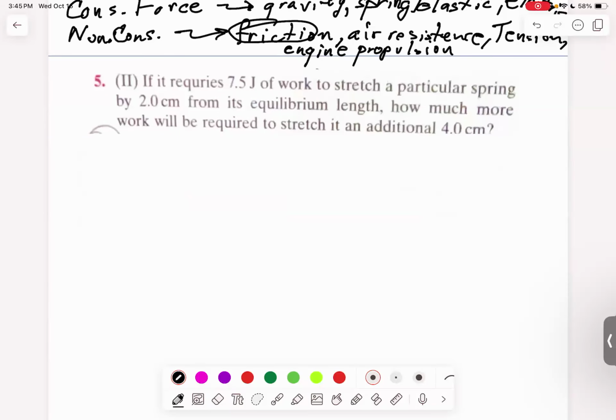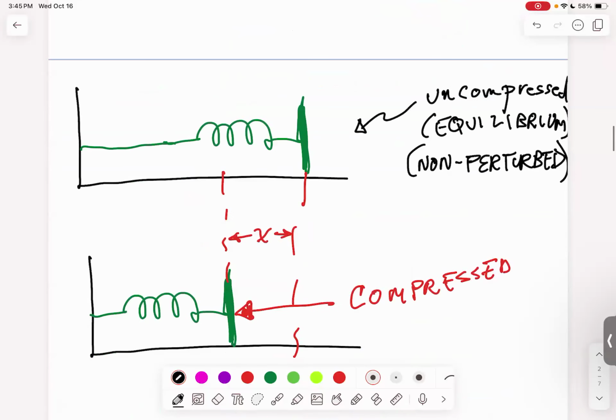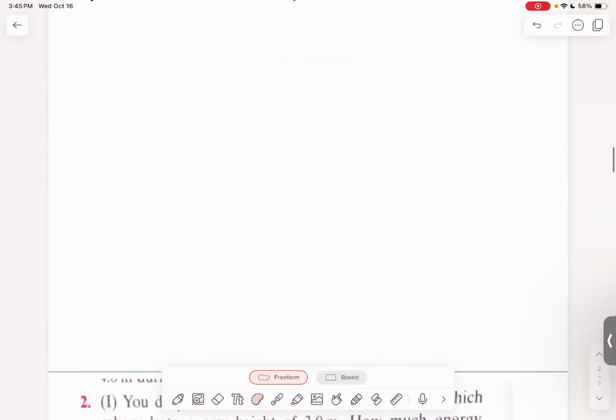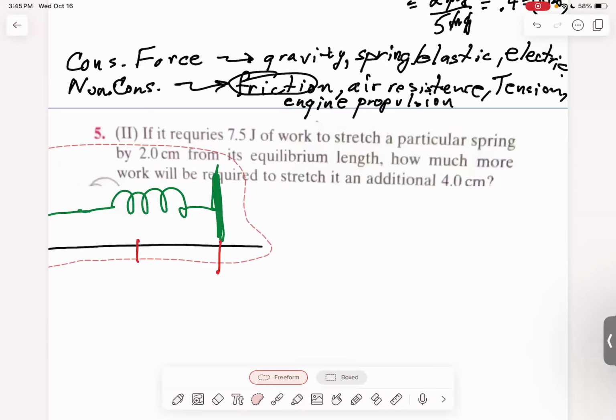Next problem. Let's look at problem number 5. So here we get into the spring. And remember what springs do. As I said up above, we have these springs that when we push them or pull them from equilibrium, we're able to create some potential energy. So let's use this as a picture here, and let's paste this in.